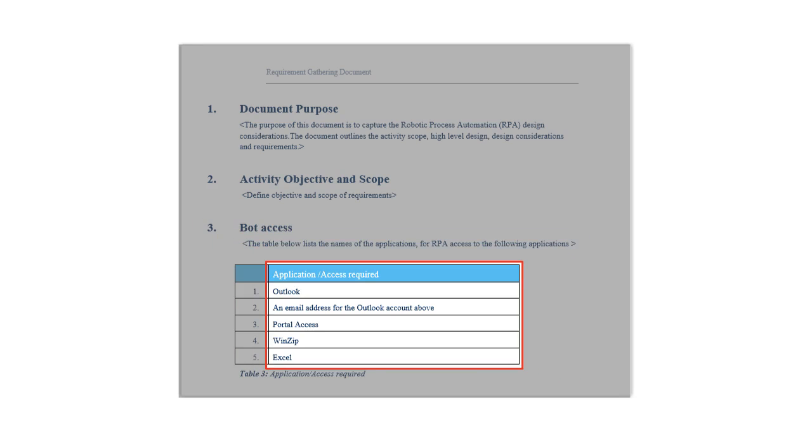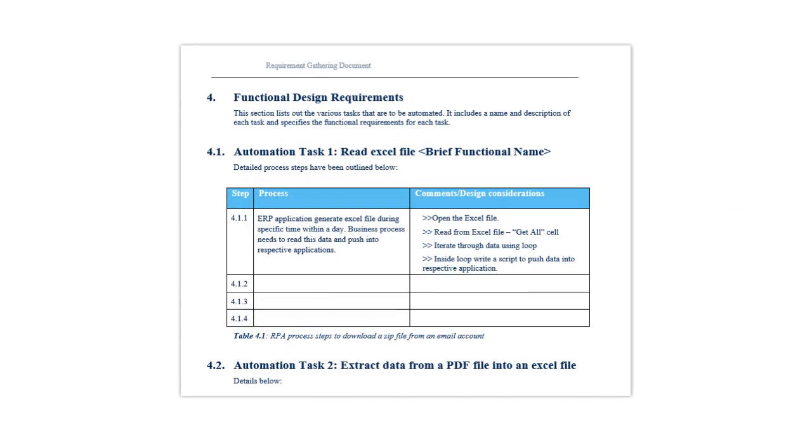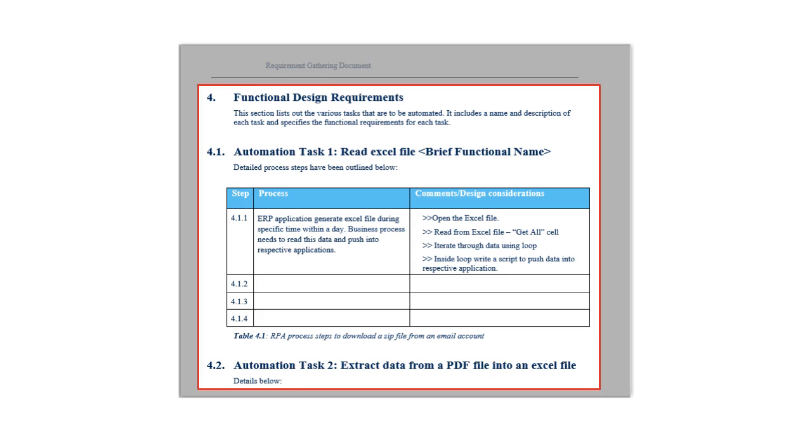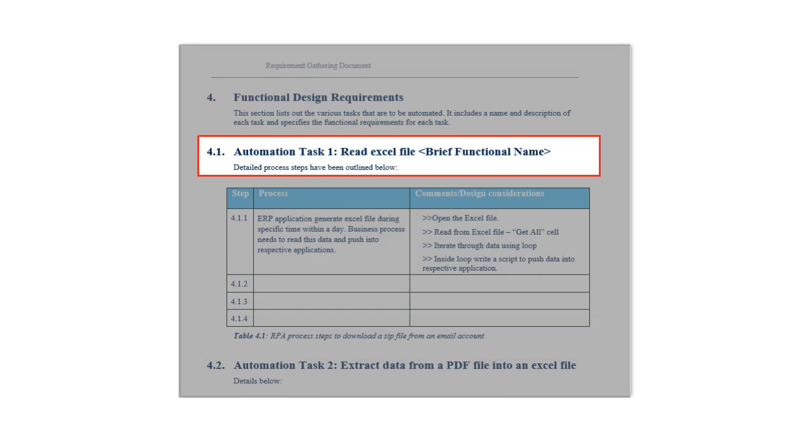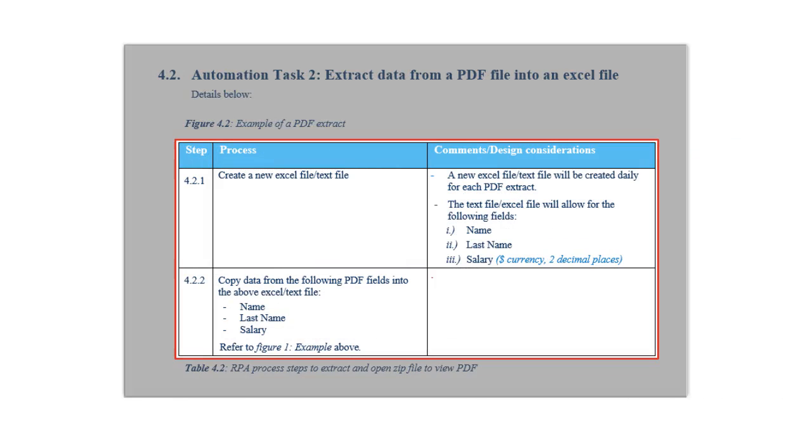The applications listed here as an example may not be the same as in your RPA project, differing from project to project. On the next page, in the Functional Design Requirements section, list the various tasks to be automated within a process. As done in this example, include the name and description of each task along with their functional requirements. Here's another example of how to clearly define the steps, outcomes, supporting comments, and design considerations for the task.